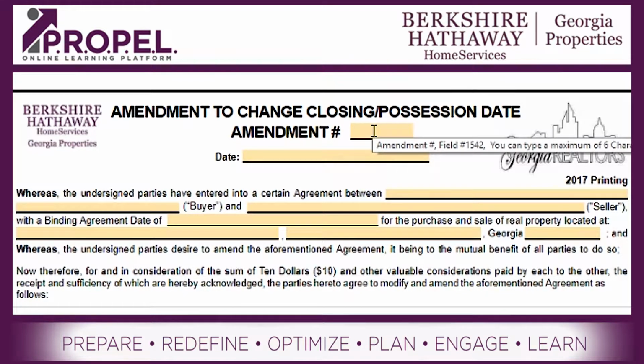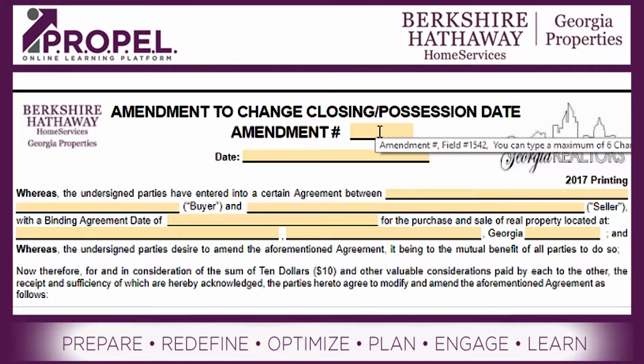Just wanted to talk to you about a couple of forms. First and foremost, the amendment to change the closing and possession date. This amendment would be used if you were under contract on a house and you represented the buyer or the seller, and one of those two needed to change the closing date for whatever reason. So this is the form that would be used in this situation.